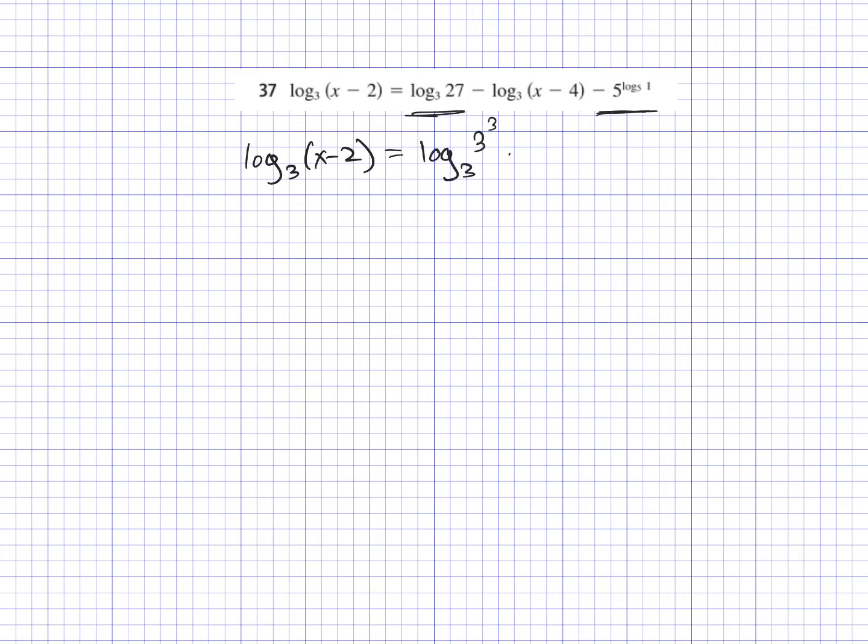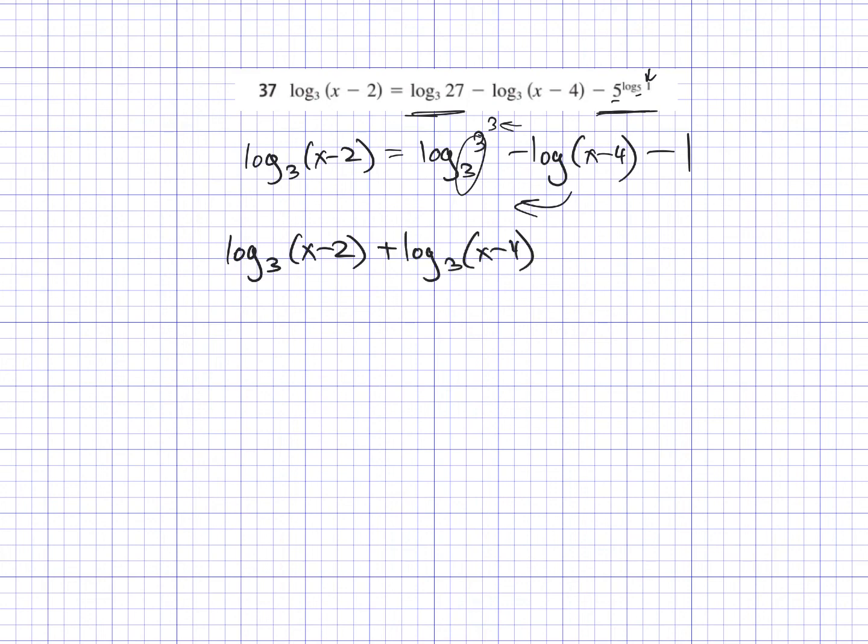3 cubed is 27. Okay, and we still have this log of x minus 4, and then you have the 5 and the 5 there. That means this is just whatever that position is, 1. And so now I'm going to help you understand that's a 3, okay? Whatever the exponent is, that's going to be the answer. And I'm going to move this to the other side. So I have log base 3 of x minus 2 plus log base 3 of x minus 4. Excuse me. And that's equal to 3 and a minus 1, which is going to give you 2 on the right side.